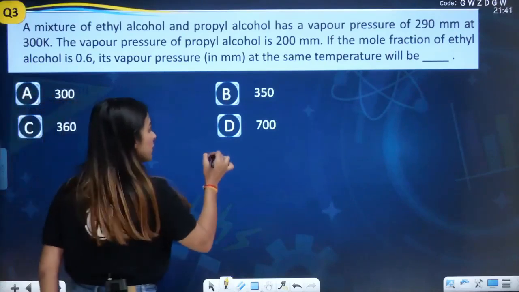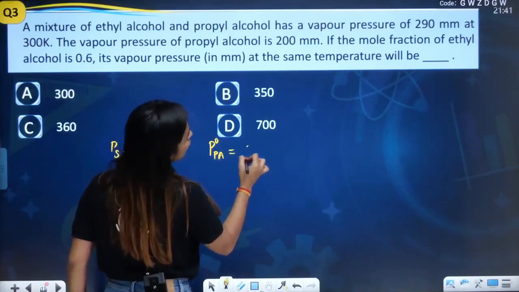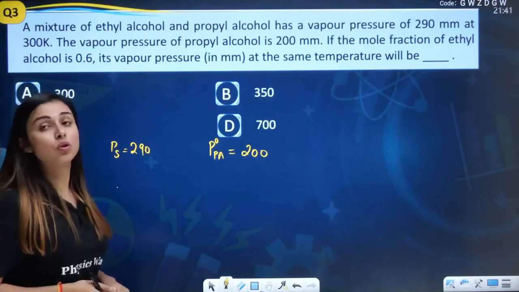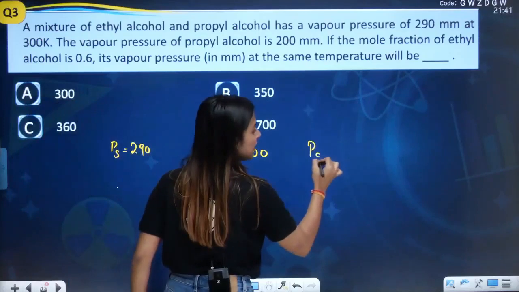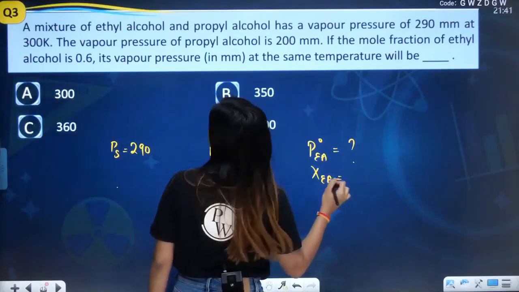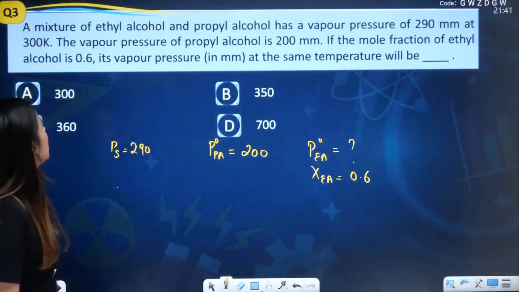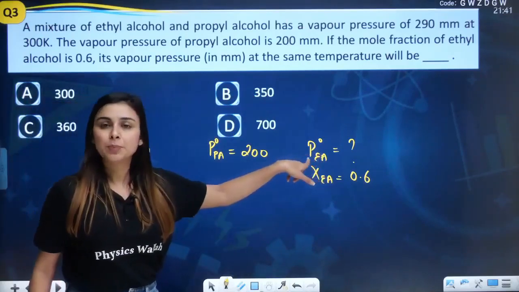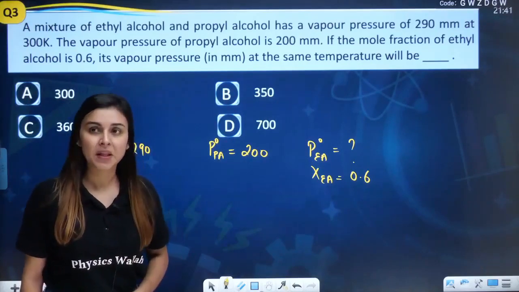So you are also given the P naught value of propyl alcohol, let us say PA naught, which is equal to 200. If the mole fraction of ethyl alcohol is 0.6, you don't know ethyl alcohol's P naught, but you are given the mole fraction of ethyl alcohol equal to 0.6. Its vapor pressure at the same temperature is, so you have to calculate PE naught, that is the pure ethyl alcohol's vapor pressure. How will you calculate?